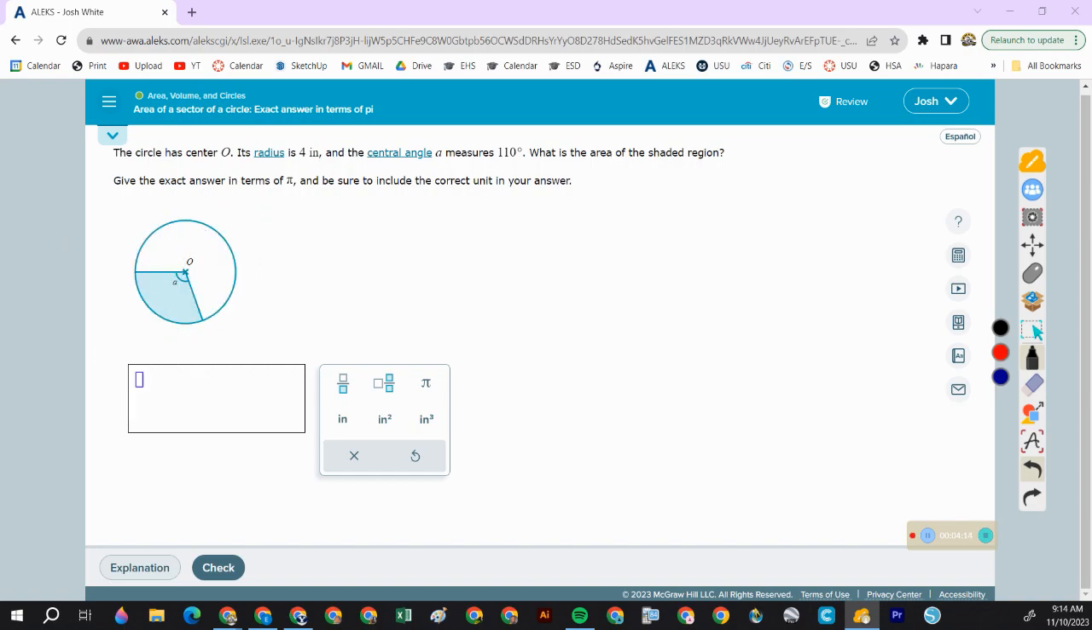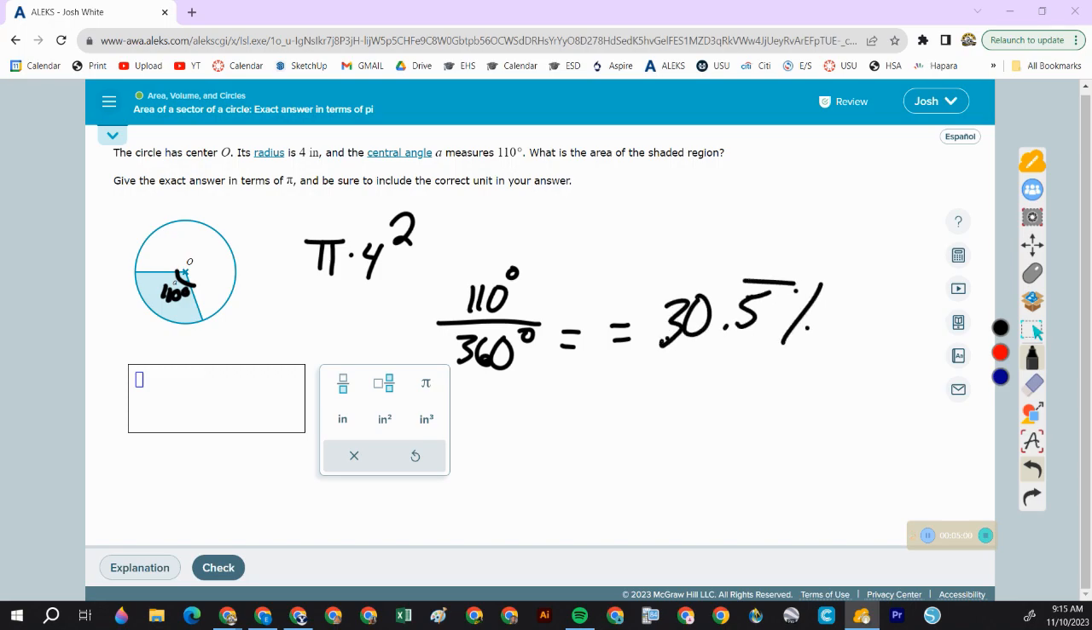So we know that the area of the circle is pi times 4 squared. And we know that the central angle is 110 degrees. So what is the area of our piece of pizza? Well, how much of the circle does that pizza represent? It is 110 degrees out of a total of 360 degrees. And that simplifies down to 11 over 36, which is 30.5%.